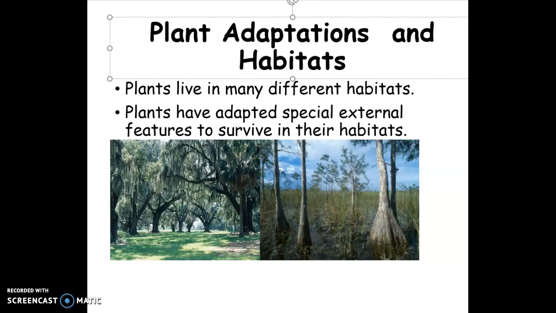Your key vocabulary words are adaptation, external features, survive, organism, camouflage, hibernation, carnivorous, protection, migrate, migration, mimicry, and manipulated. Take a look at the plants in this PowerPoint and listen as I describe their special adaptations, external features, and habitats.